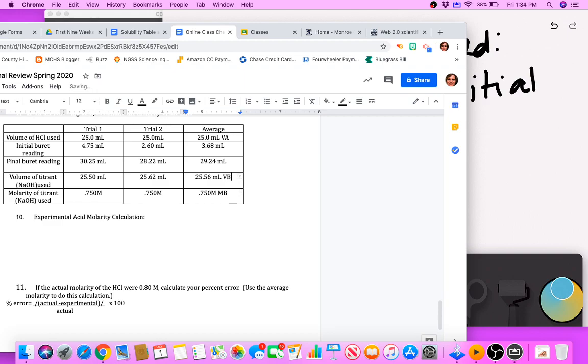Now again, why am I using these averages? Well, you guys, I saw some of you on our test last week. You calculated the MA using the VA, the MB, and the VB for trial 1, and then you did it for trial 2, and then you averaged the two together. And you can do that, but you don't need to because we have the averages here. Let's just go ahead and use the averages that we've already calculated so that we don't have to do a molarity for each trial and then average that. So this is our VA, this is our MB, this is our VB, and we're solving for our MA.